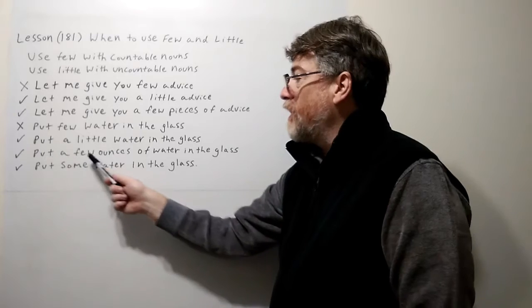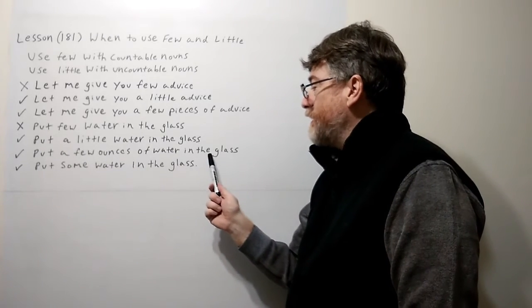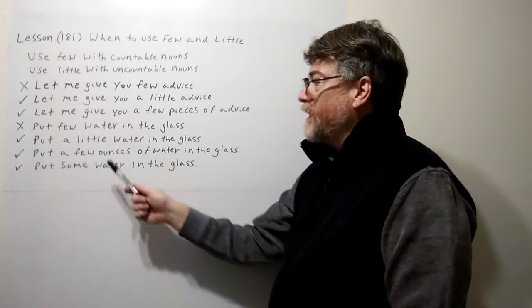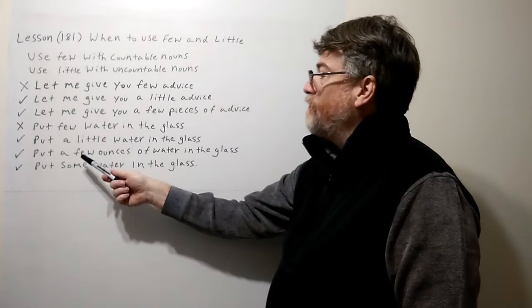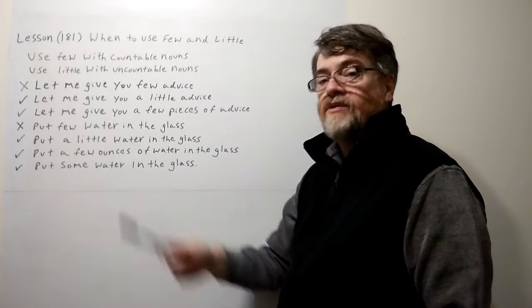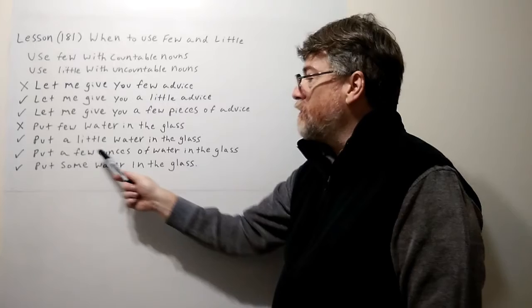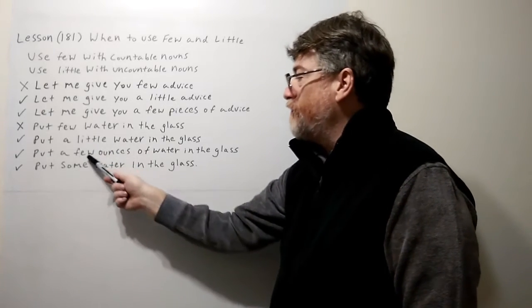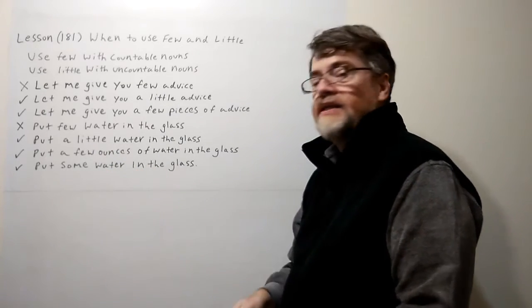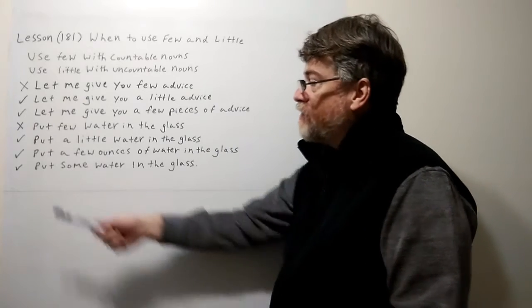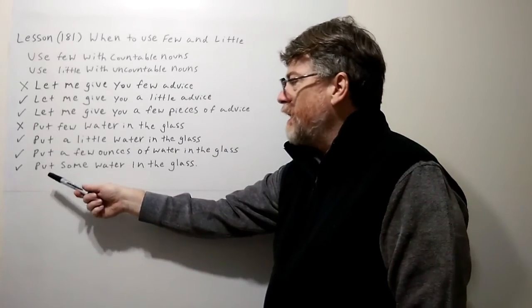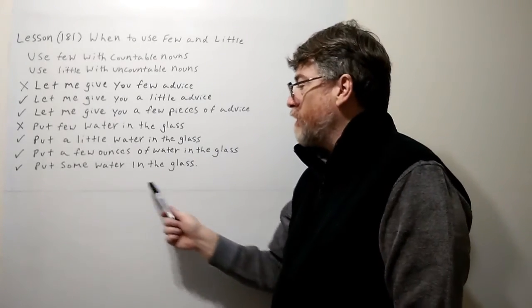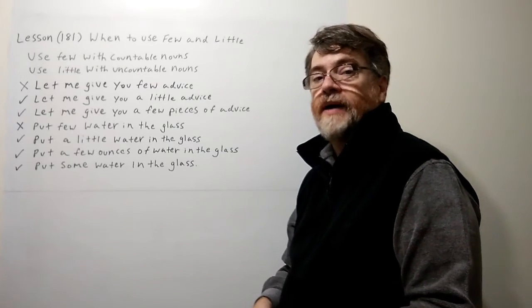The second one here, put a few ounces of water in the glass. So the same thing. If you use few with ounces, remember ounces are countable. So few can go with ounces. Put a few ounces of water in the glass, that would be fine. And of course, the last one that's correct here, it's just regular uncountable. Now, put some water in the glass. Of course, it's just another way to say it.